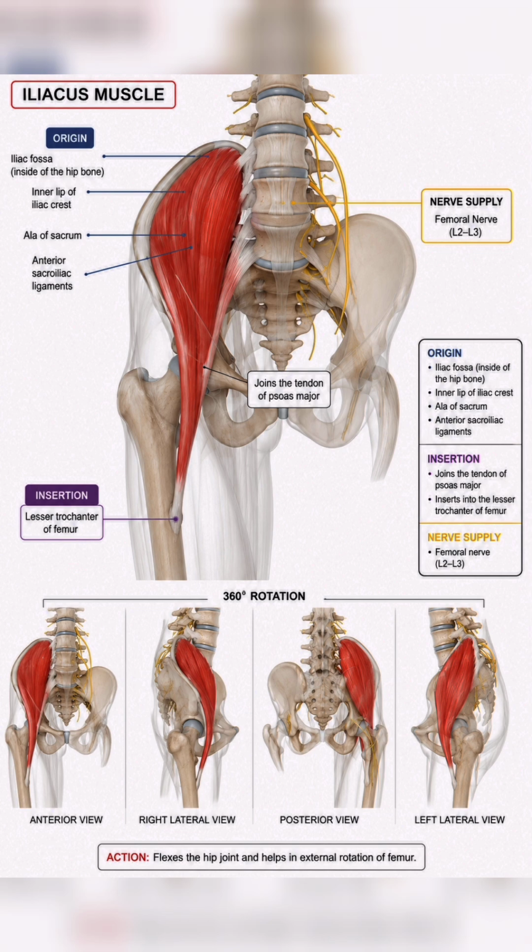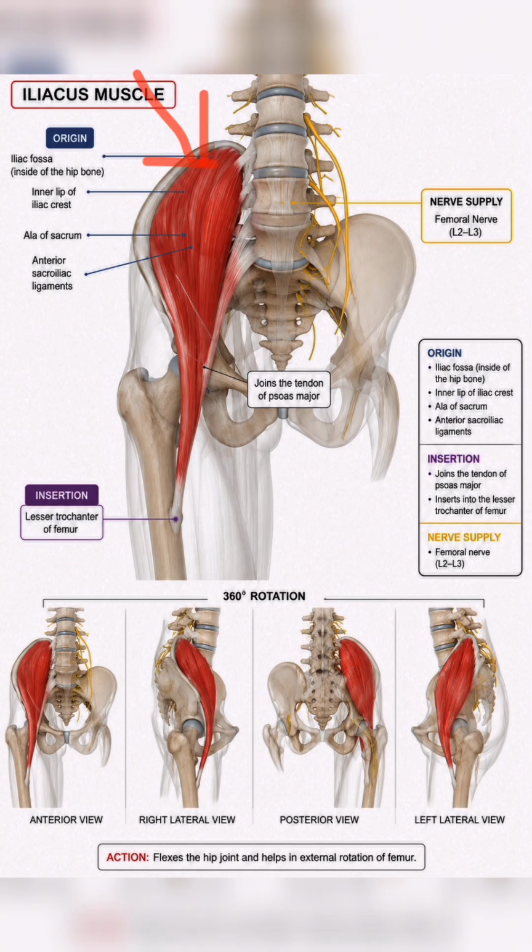So today's muscle is the iliacus muscle. Although I have already explained the muscle in my previous videos, this time we will study it separately so that you can understand and remember it better. Okay, so let's begin. The iliacus muscle is one of the anterior hip muscles. It comes under that region.